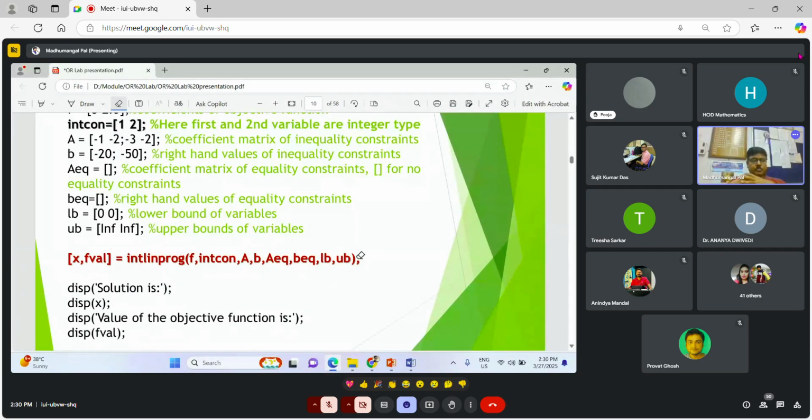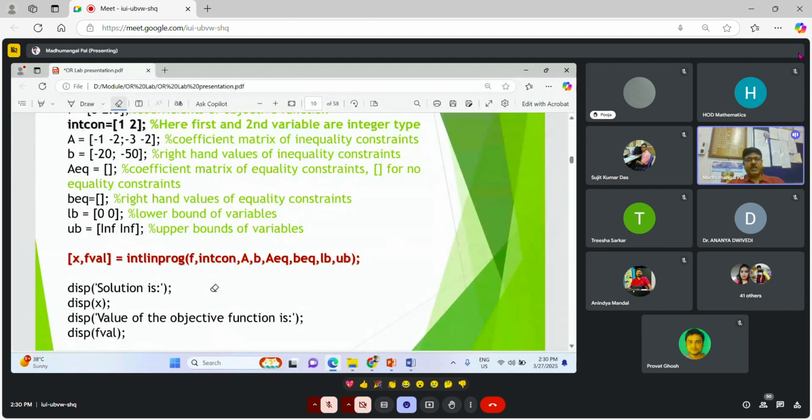Now, what is the function to solve the integer programming problem? The function for this problem is intlinprog. You see that linprog is there, but one prefix, int, is introduced with linprog. So intlinprog is the function to solve the integer linear programming problem.